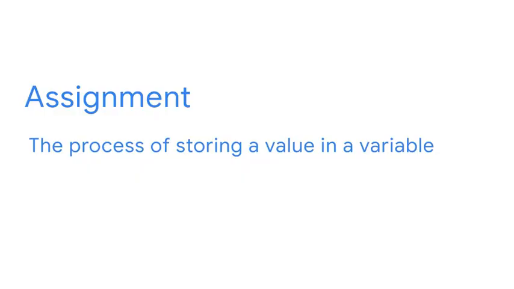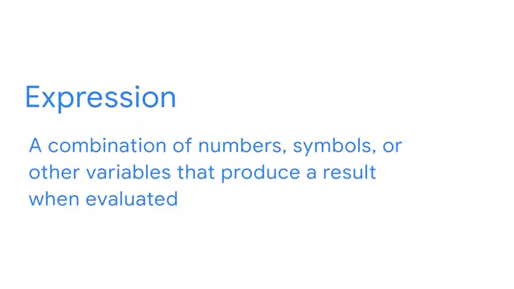Next, consider how you will assign expressions, which can help make your code more concise. An assignment describes the process of storing a value inside a variable. And an expression is a combination of numbers, symbols, or other variables that produce a result when evaluated. Now, let's examine that in Python. We'll translate a variable algorithm into Python code.